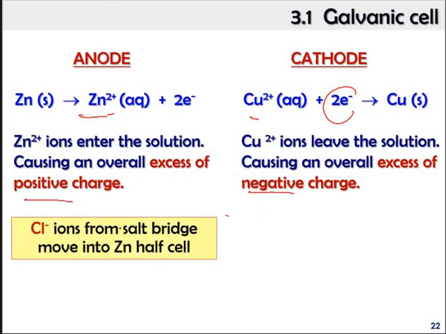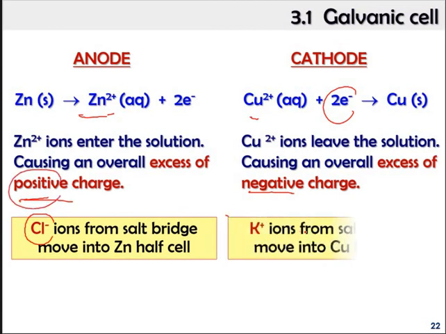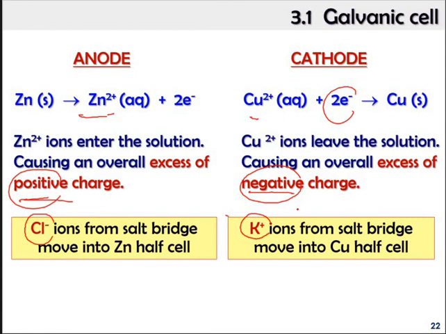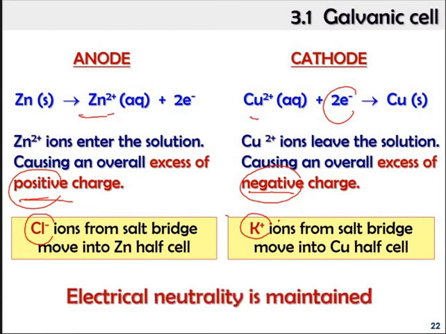So Cl- ion from the salt bridge, okay, move into zinc half cell. Okay, sebab negatif dengan positif dia akan neutralize balik, and then K+ ion from the salt bridge akan move to copper half cell. So the positive charge here and the negative charge daripada electrolyte dia akan neutralize balik. So the electrical neutrality is maintained. Alright. So dah faham pasal salt bridge, dah faham function ataupun operation of the galvanic cell.